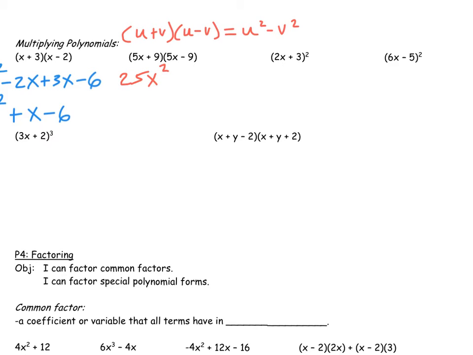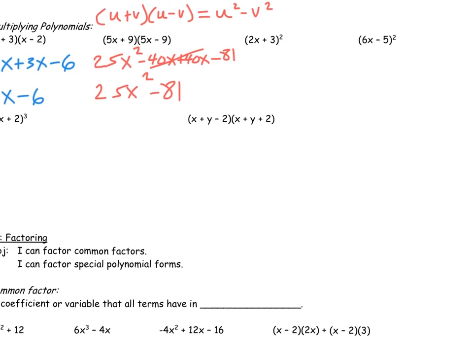Of 25x squared minus 40x plus 40x minus 81. And this is where it kind of takes on that special case. So when you have the difference of two squares, you're going to see those middle two terms cancel out. And you would have 25x squared minus 81. Okay. So if you recognize that one, you could just jump to that 25x squared minus 81.